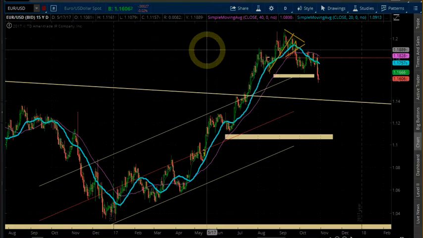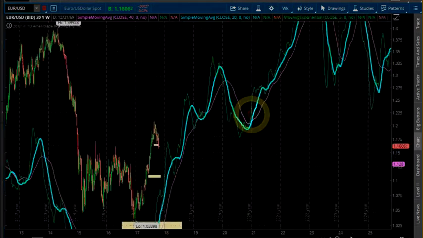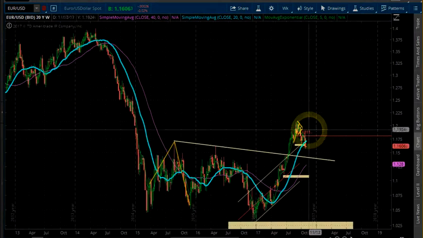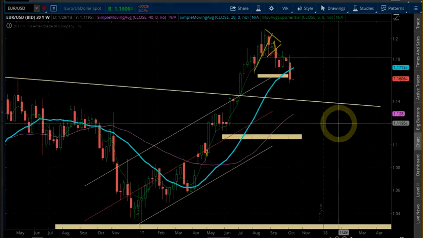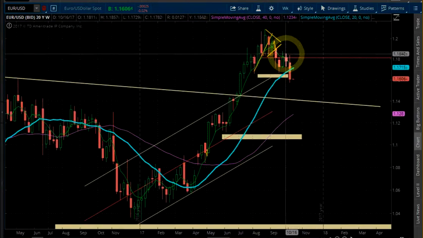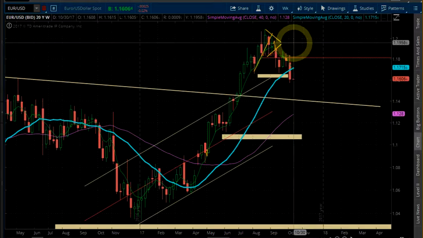So here's the Euro US dollar. As you know, we've been following this. Let's put it on weekly. This particular market's really frustrating me because I actually got in right in here, but then got stopped out. I've been holding my stop really close just because sometimes it whips back on you.